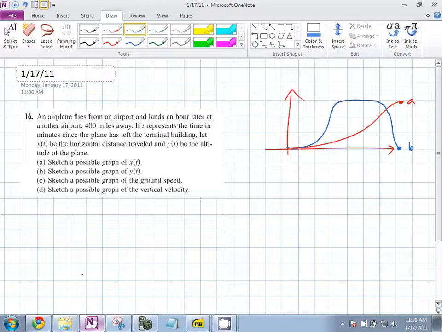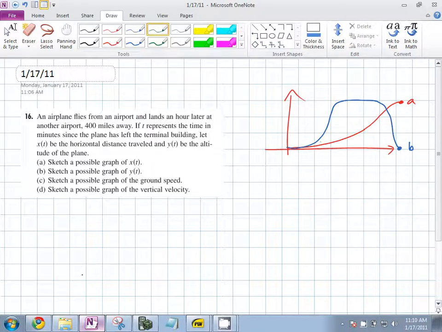Sketch the possible graph of the ground speed. This thing speeds up, right? And then what does it do? These are all different units. I'm doing it on the same graph, but the y-axis is different units on each of these colors, right? Some of it's miles per hour, some of it's altitude, feet, meters, whatever, right? So this is just a rough sketch. The time is the same, though, right?